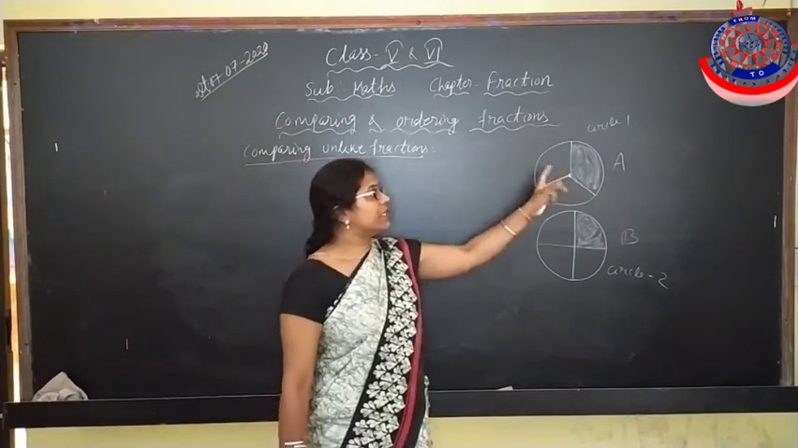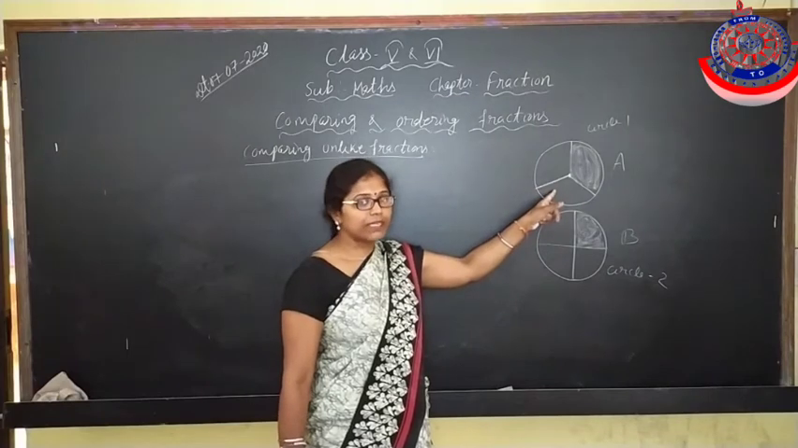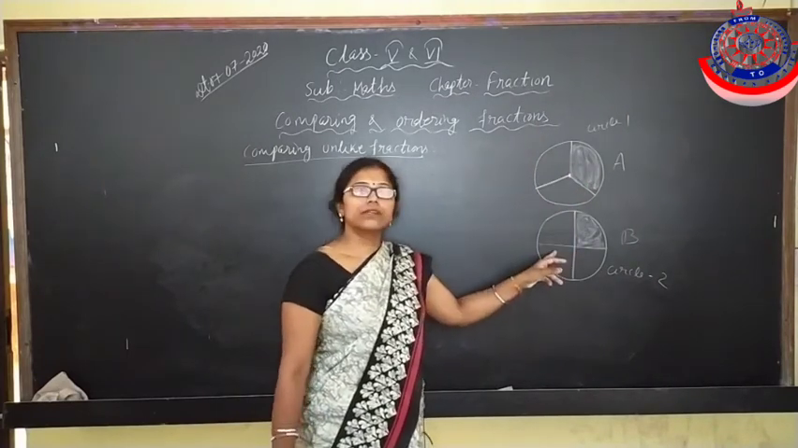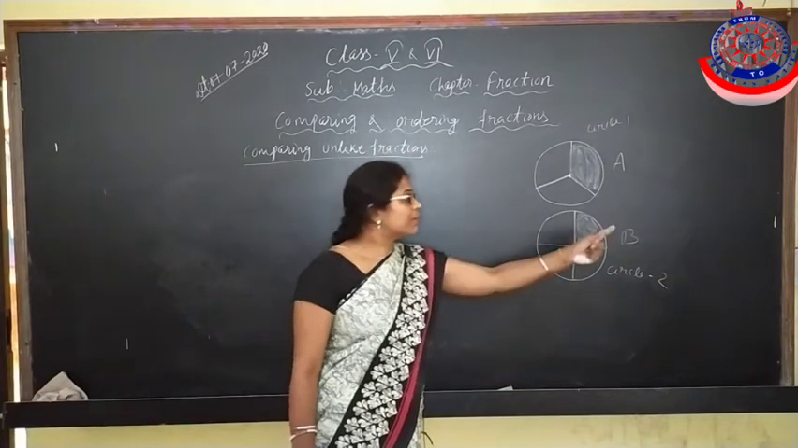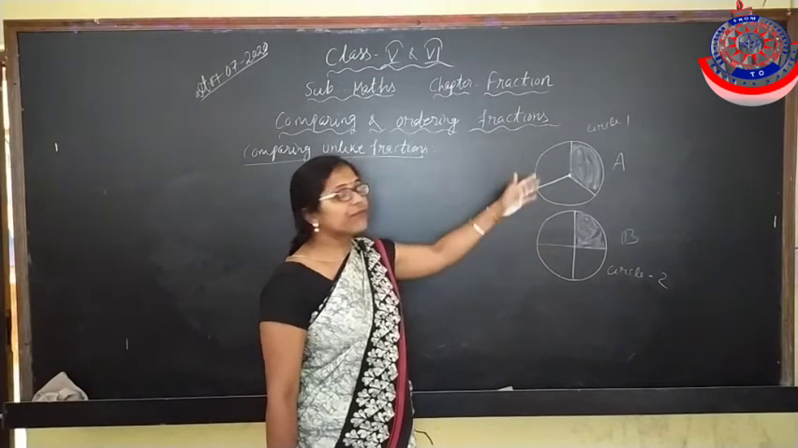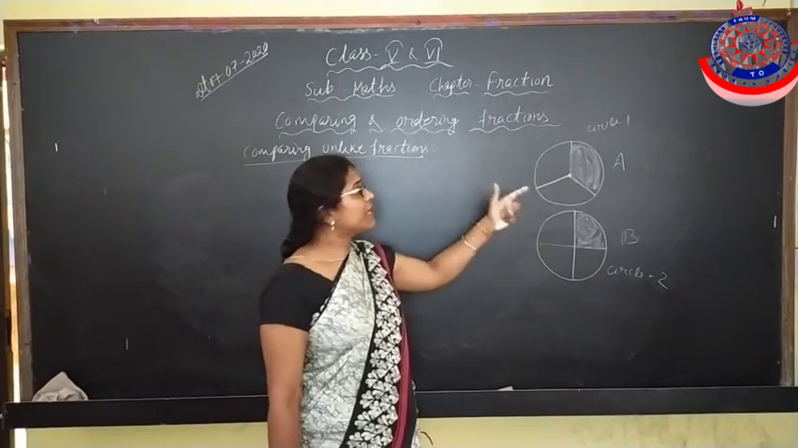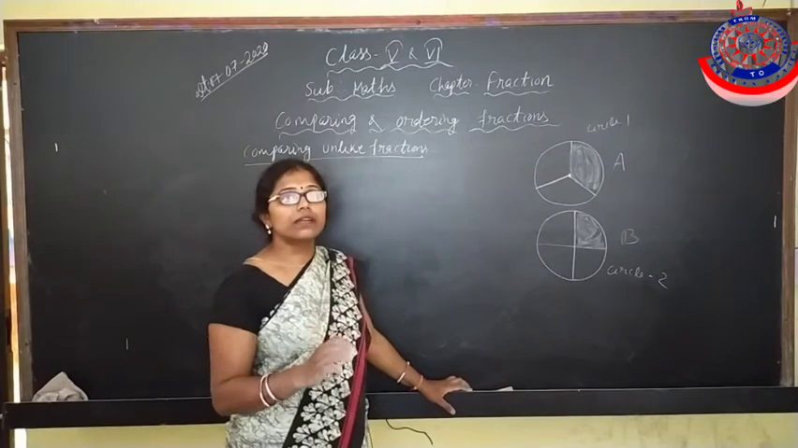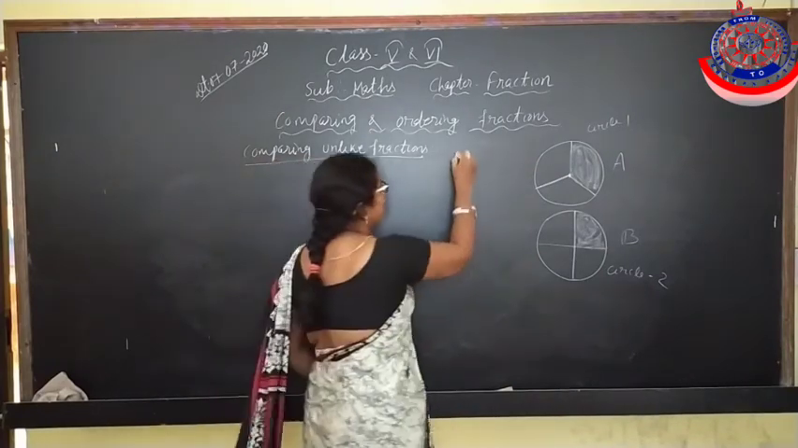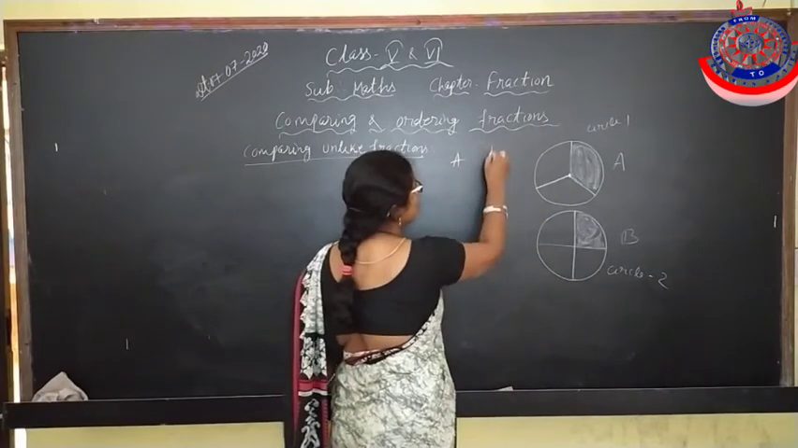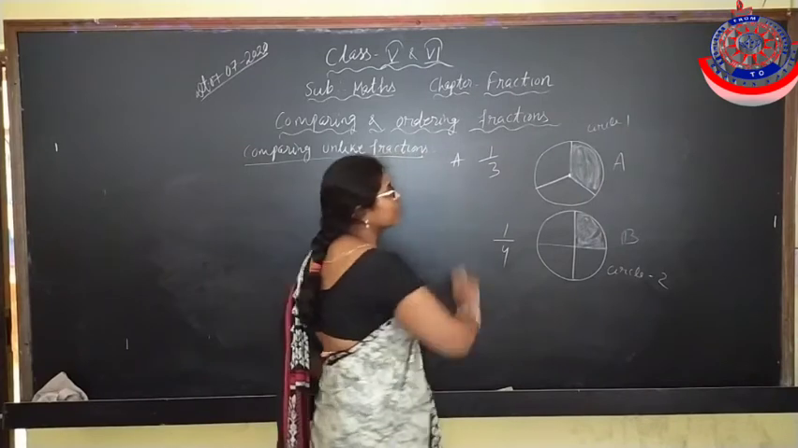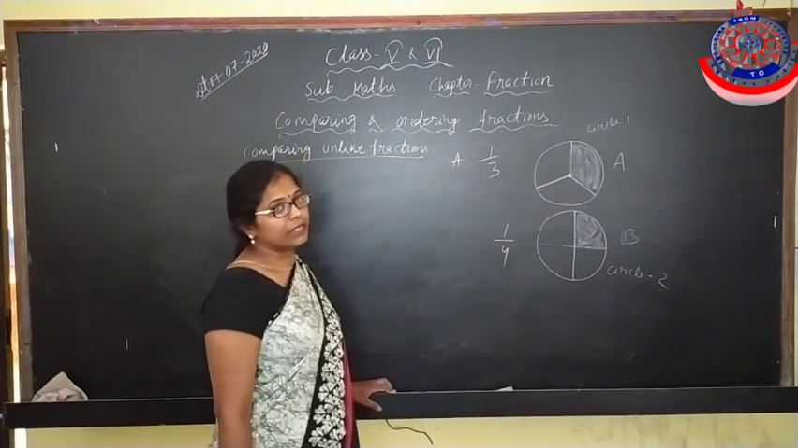We have divided circle 1 into 3 equal parts, and A has colored one part. We have divided circle 2 into 4 equal parts, and B has colored one part. Now from this example, can you tell me who has colored the maximum part of the circle? Very good. A has colored the maximum part: 1 by 3 is more than 1 by 4.